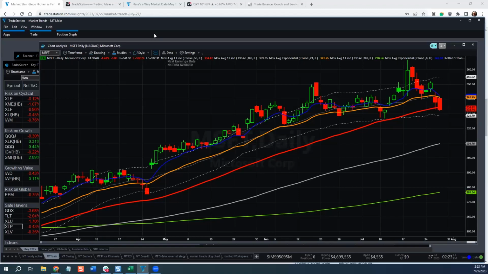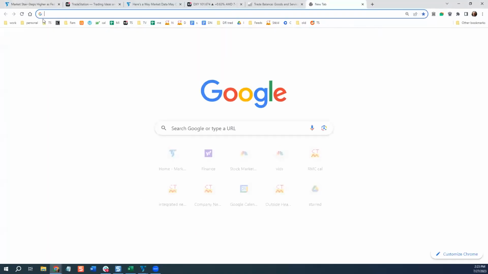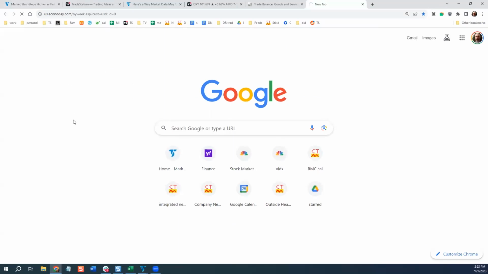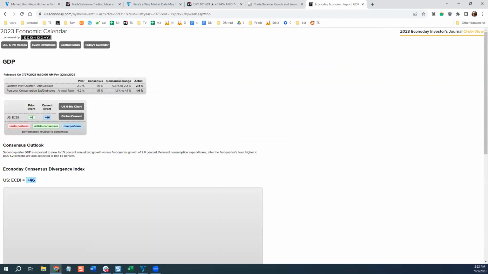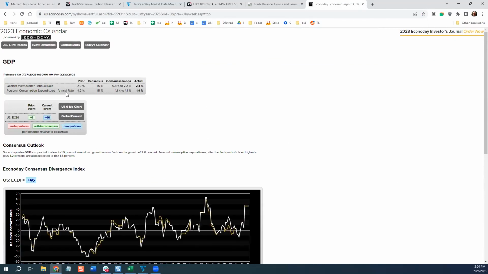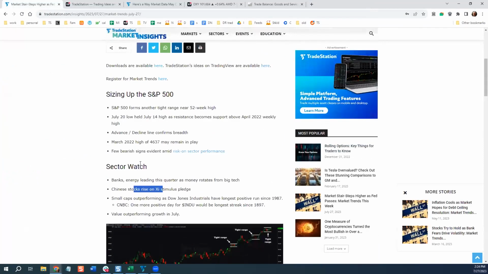If you dig into this, let me see if I can get this to pop up. It's the first estimate of GDP. I look at this thing on Econo Day. I have it bookmarked. It doesn't have an estimate in here for the inflation number, but the inflation number in the GDP report was very benign.